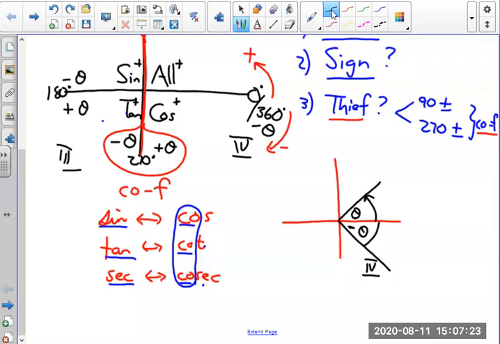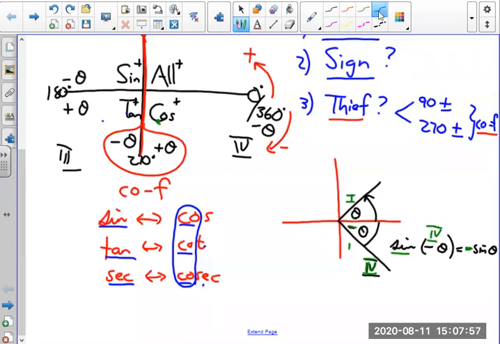So what's helpful to know is if you're asked sine minus theta, it changes to minus sine theta. But why? Because minus theta is in the fourth quadrant, and sine in the fourth quadrant is, we said, negative.